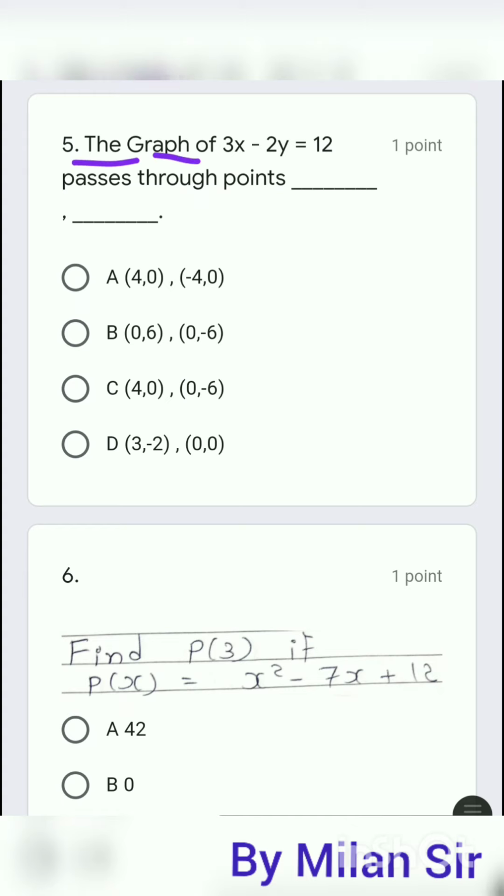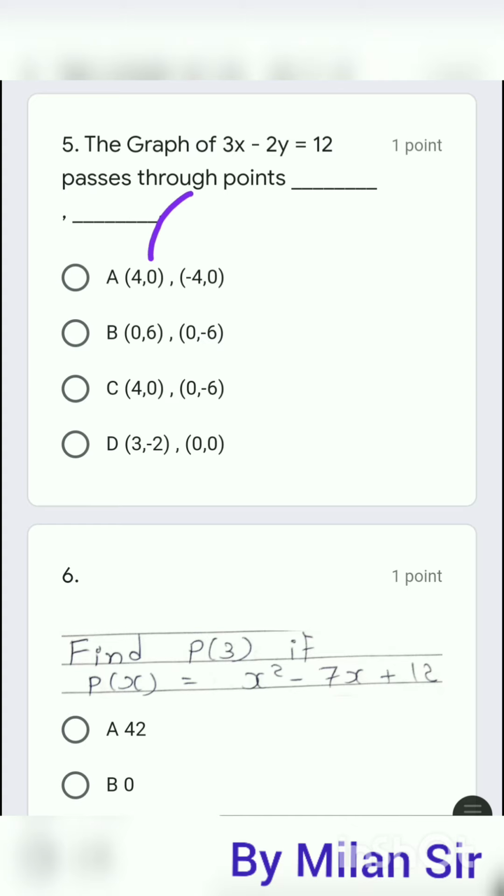The graph of 3x minus 2y equals 12 passes through the point. Here we need to find the 2 points on the line. These 2 points always satisfy the equation of the graph, so we need to check these coordinates in this equation.